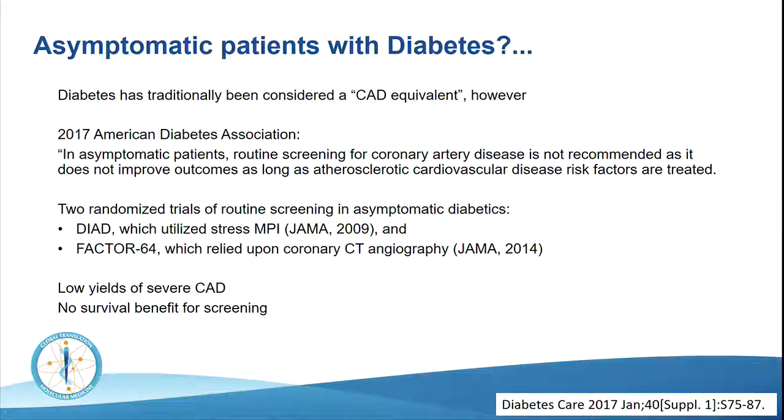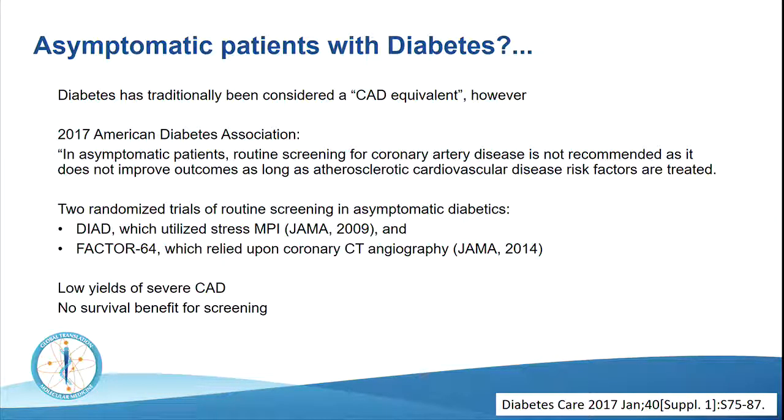Diabetes has traditionally been considered a coronary artery disease equivalent, but last year the 2017 American Diabetes Association said that in asymptomatic patients, routine screening for coronary disease is not recommended as it does not improve outcomes as long as atherosclerotic cardiovascular risk factors are treated. And this is based on 2 randomised controlled trials.